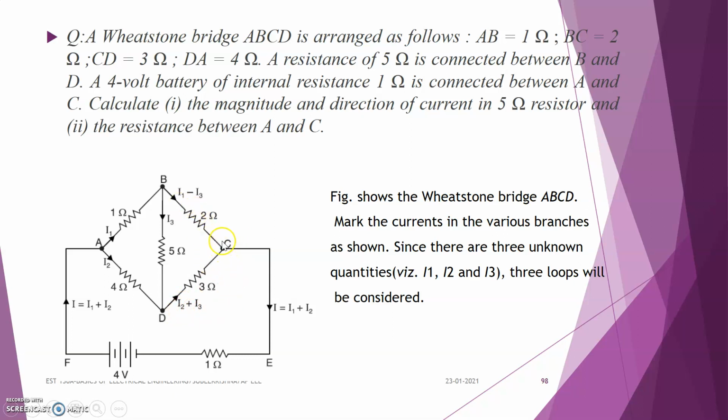And at point C, I1 minus I3 is coming to C, and I2 plus I3 is also coming to C. Here it is minus I3 and here it is plus I3, so they cancel. So the current flowing through this branch CE is I equal to I1 plus I2. It flows through this 1 ohm resistor and circulates up to point A, and here a battery is also connected.